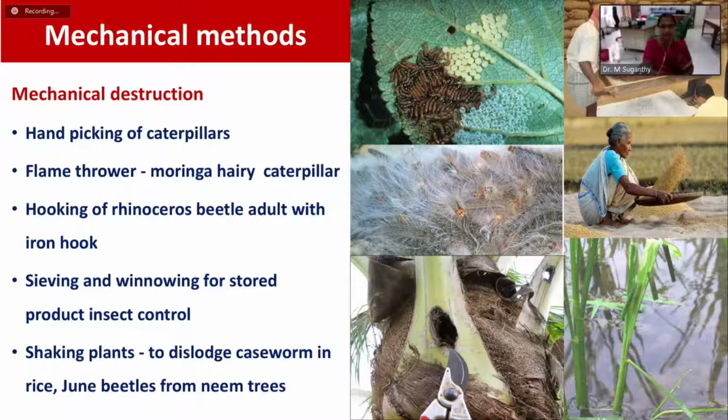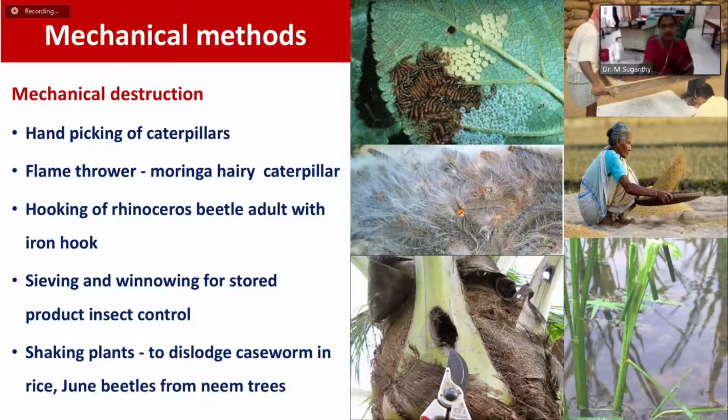That is hand picking of caterpillars and destruction, then using flamethrowers, especially for the management of Moringa hairy caterpillar, as well as we are using it in locust management also. And we are using some devices like iron hooks for hooking out rhinoceros beetle infestation in coconut, and sieving, winnowing, and shaking of plants to dislodge the caseworm in rice, as well as shaking of neem trees to dislodge the June beetles that are attracted to neem.